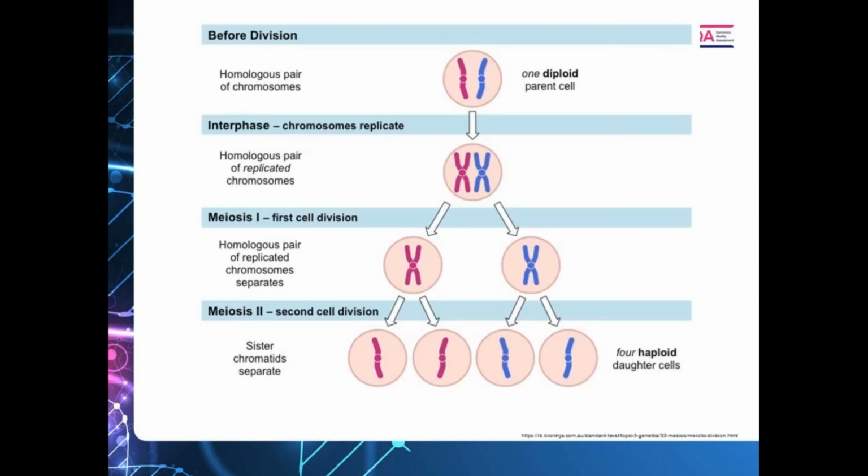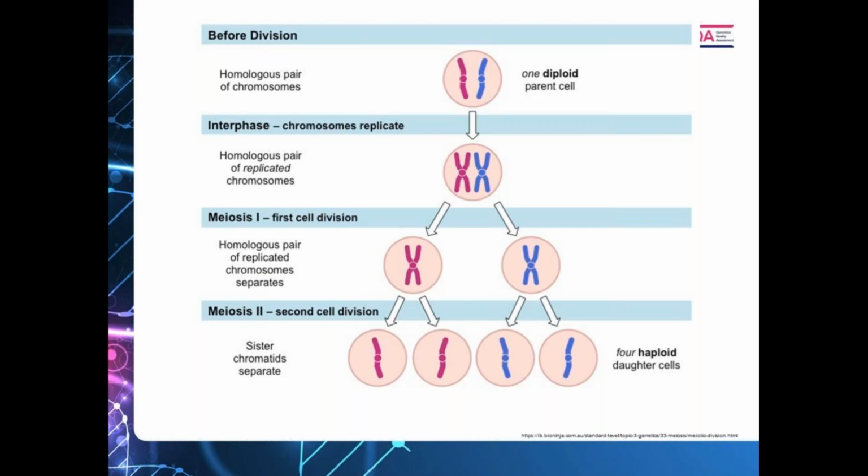So here we're just going to follow the journey of just one chromosome as it goes through meiosis, for example, chromosome one. Before meiosis starts, there is a homologous pair of chromosome ones in a diploid cell. During interphase and at the start of the first meiotic division, the homologous chromosome ones replicate to produce chromatids, and these pair up so that they're aligned together, the homologous pairs line up. At this point, the cells can be thought of as having four copies of chromosome one material.